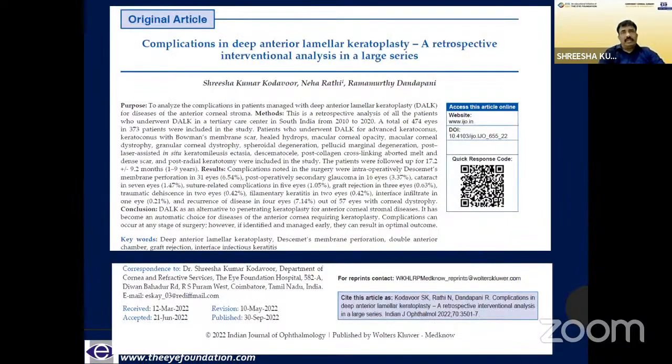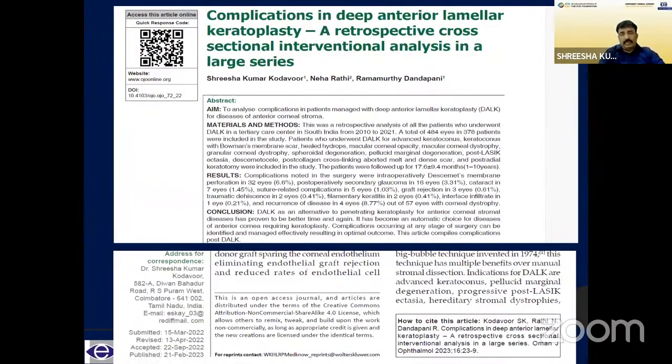We recorded and evaluated the intraoperative and postoperative complications related to DALK and published it in IJO in 2022. And subsequently, later we published our complications of DALK in a large series of close to 480 eyes in OJO last year.